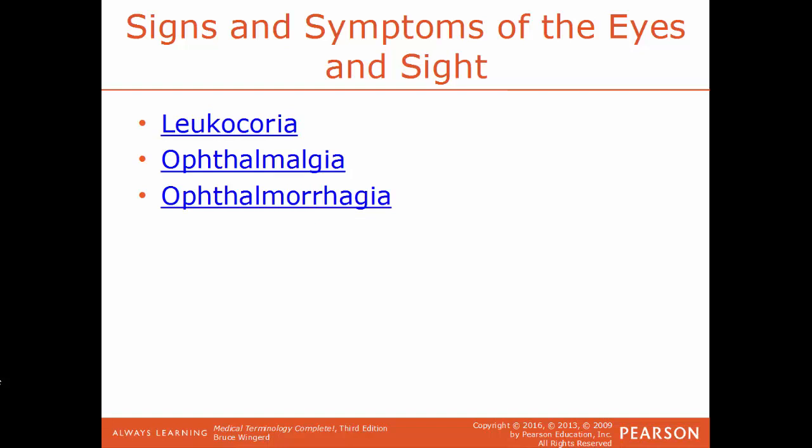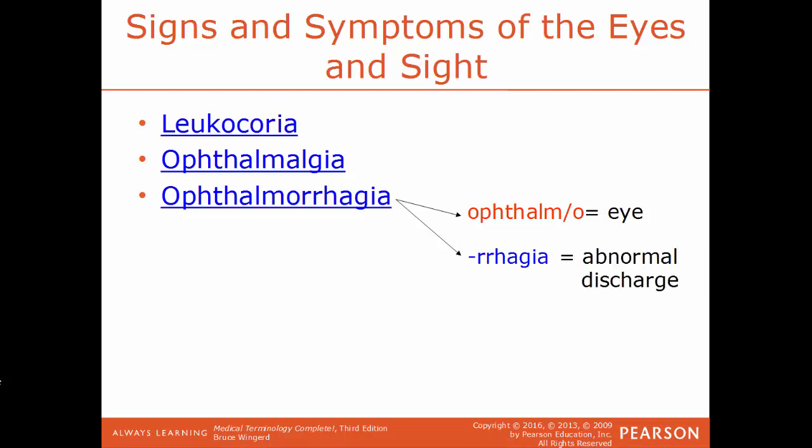Leukocoria, this is having an abnormal white reflection within the retina of the eye. Ophthalmalgia, this is a reference to having pain within the eyeball. Next term here, ophthalmorrhagia. If we're to break down this term, ophthalmo is a reference to the eye, and rrhagia is an abnormal discharge. So this term is usually used as a reference to bleeding from the eye.